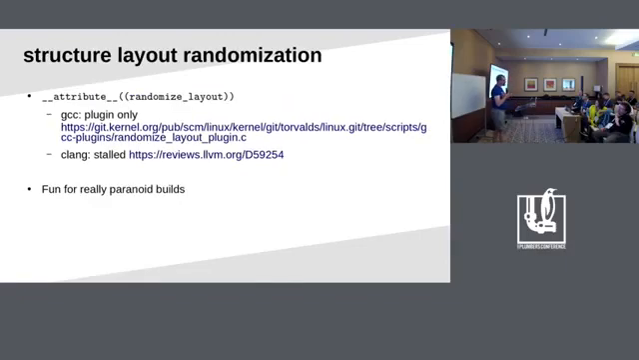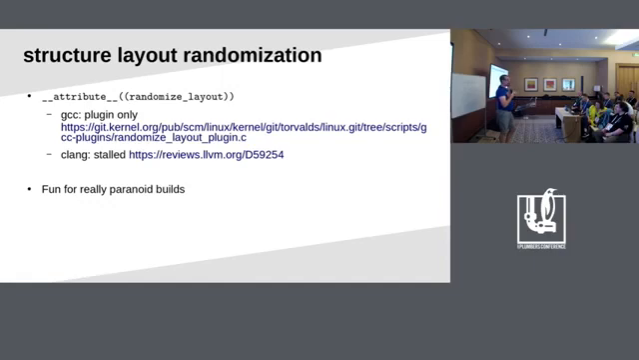A delightfully insane feature is the structure layout randomization. I hate it. It's for really paranoid builds. There's a GCC plugin that does this, and Clang has a stalled version of this that was done as a sort of port of the GCC plugin. It's good for that. But ultimately, it's just an attribute on structure definitions, and you get a randomized layout based on a seed in your build tree. So if you build multiple times, you can have a static seed, but if you blow that away, you'll get a different layout of the structures that you've marked.